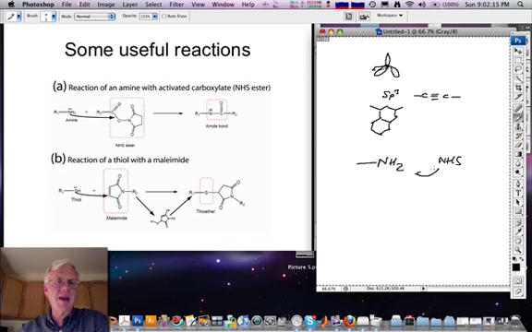Another widely used reaction is the reaction of a thiol with a maleimide. And so the maleimide is this group shown here. The reaction is a little more complex than this formation of an amide bond up here. It proceeds through an intermediate. But the net result now is that R1 is again coupled to R2 via this sulfur linkage.